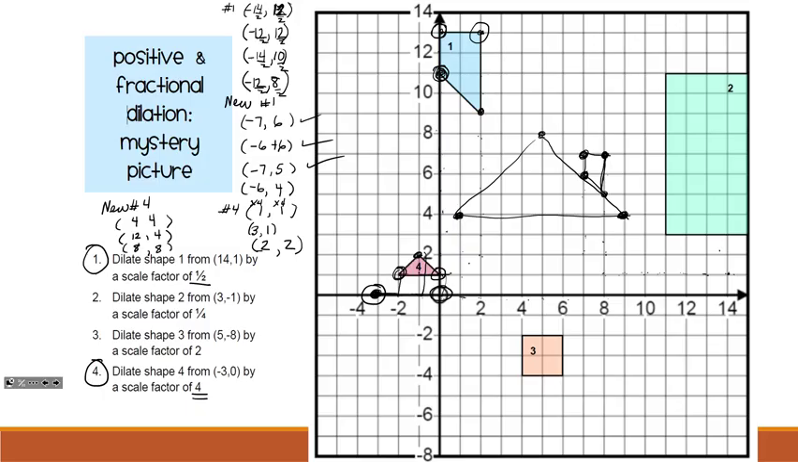Okay, now remember when you go to do number 2 or number 3, however you want to do it, you're going to dilate it from this one. 3, negative 1. Your new dilation point is going to be right there. And we want a scale factor of 1/4. Okay, so you can figure it out from there.